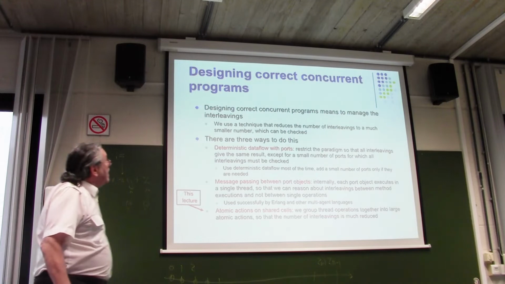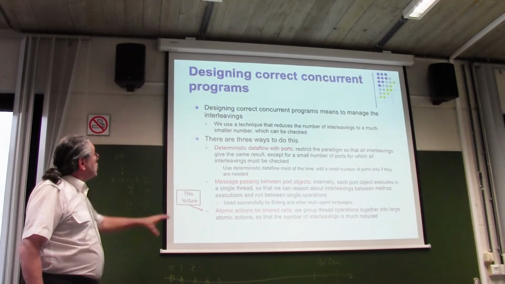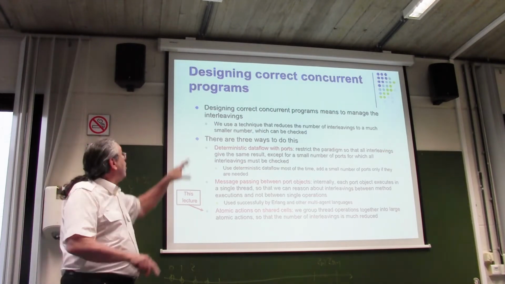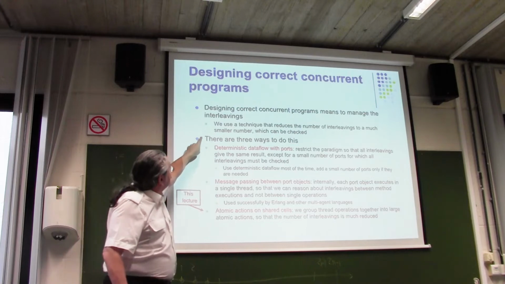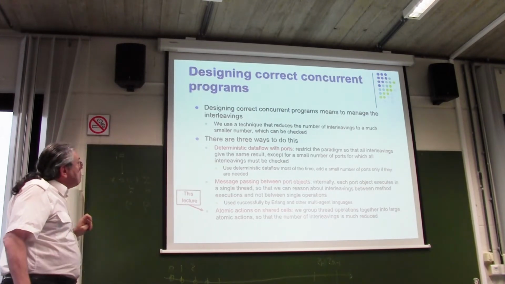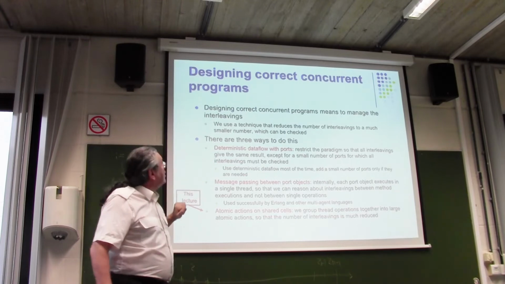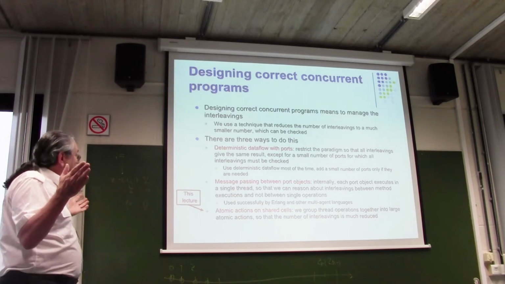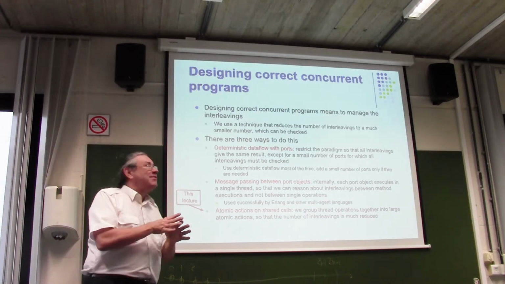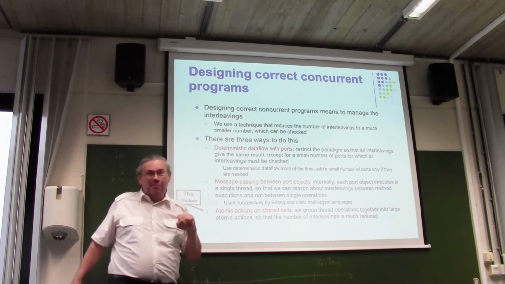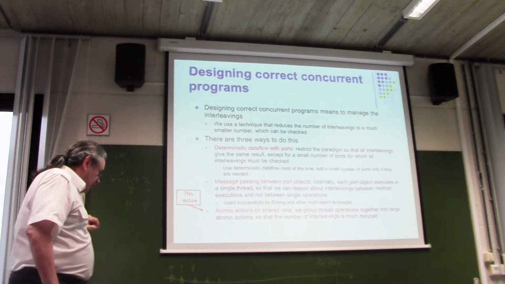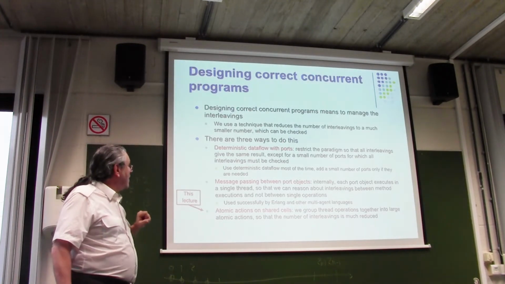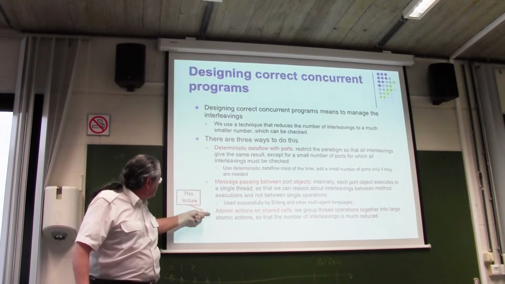We want to design correct concurrent programs. This was also true for multi-agent and for deterministic data flow, of course. So designing concurrent programs means managing the interleavings. You have an exponential number of interleavings. The simplest way of managing it is to reduce the number of interleavings to a very small number. You can actually, in smart ways, reduce the number of interleavings. Okay? And here are three paradigms and how they do it.